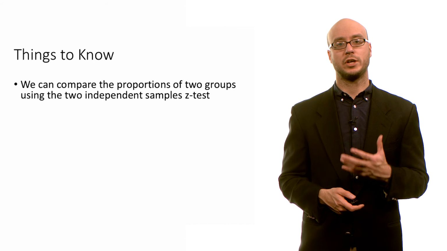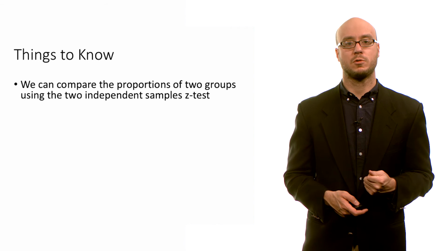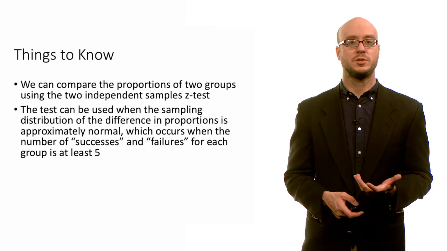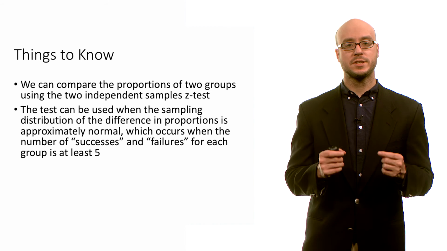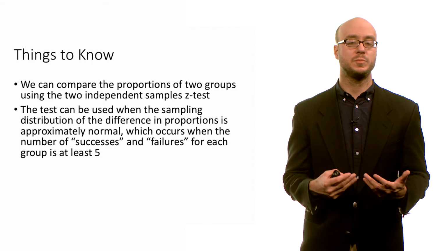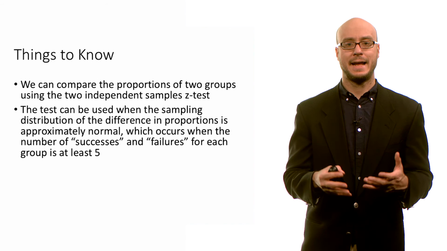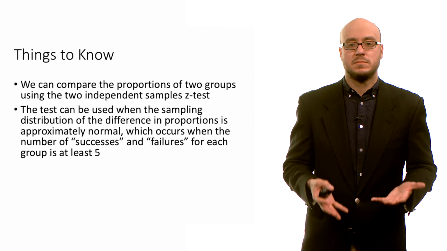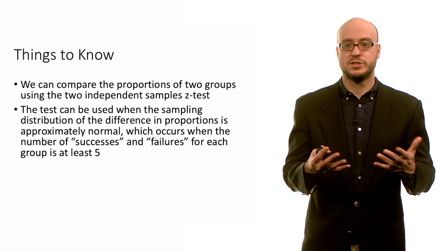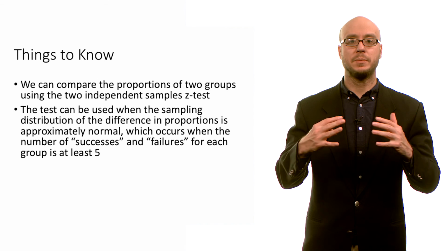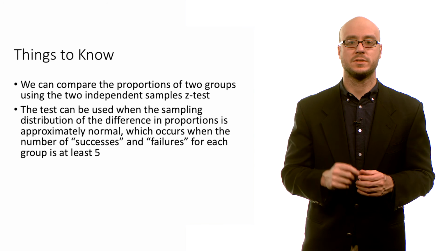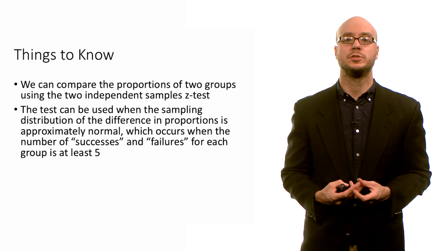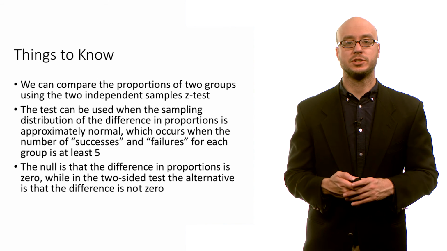So there are several things to know when we're looking at the difference of two proportions. We can use the two independent sample z-test. This can be used when the sampling distribution of the difference in proportions is approximately normal. This occurs when the expected number of successes and failures for each group is at least 5. We can use the data at hand to assess or check this condition. Intuitively, most of the time, this is just a reflection of the sample size. With a larger sample size, we can be more confident that the sampling distribution for that difference of proportions will be approximately normal, and we can use a standard normal model to model that sampling distribution.